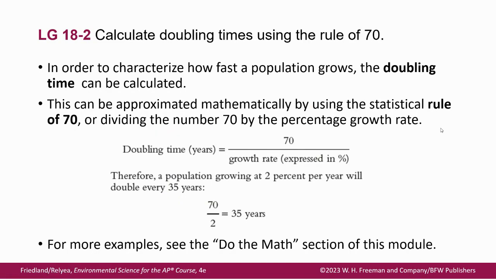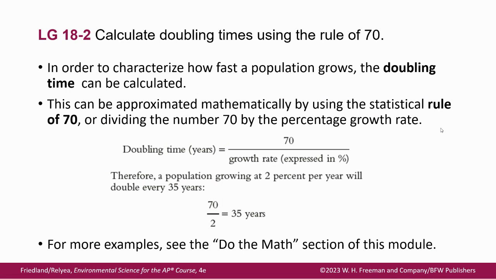Okay, we're on our second standard, so calculating doubling times using the rule of 70. In order to characterize how fast a population grows, the doubling time can be calculated. The doubling time is just how long it takes for the population to double. It's just that simple.